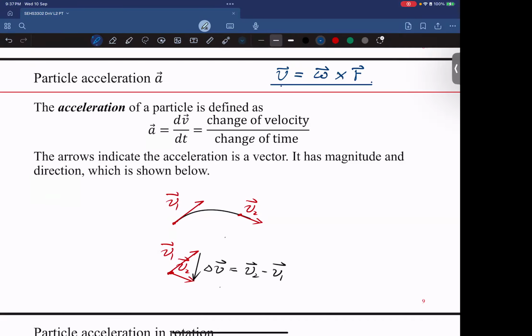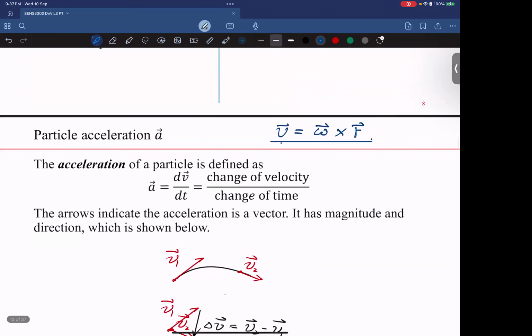And we also need the acceleration for a particle, right? Because acceleration is related to the force based on Newton's second law: force equals mass times acceleration, right? So in order to learn kinetics, 动力学, we need to learn acceleration. We need to be clear about acceleration.